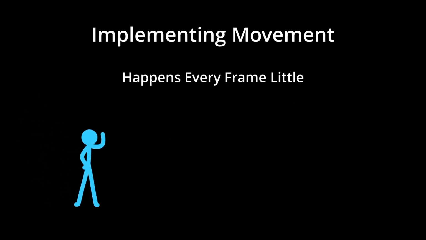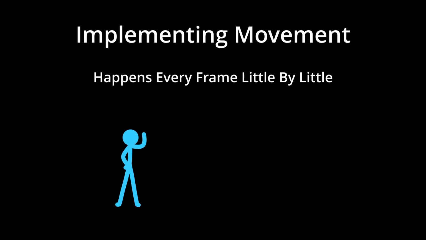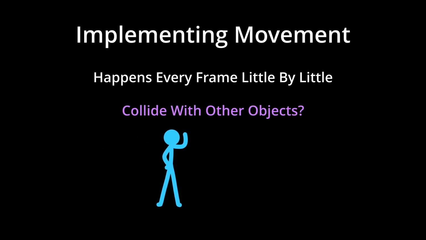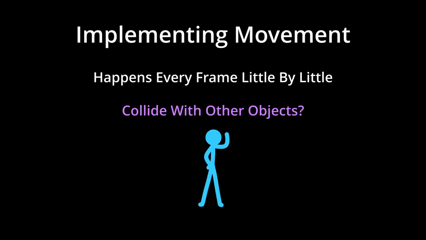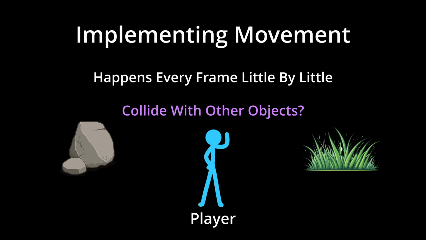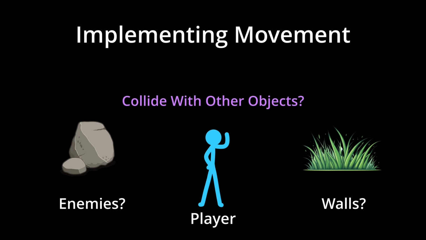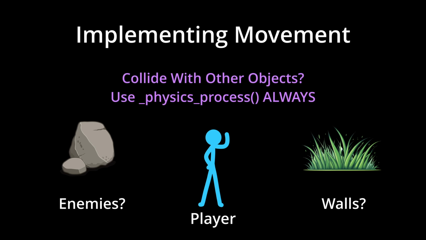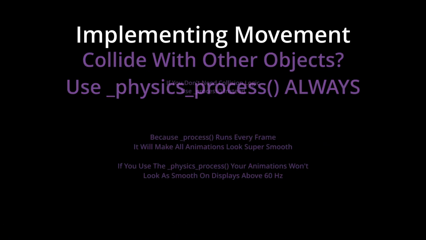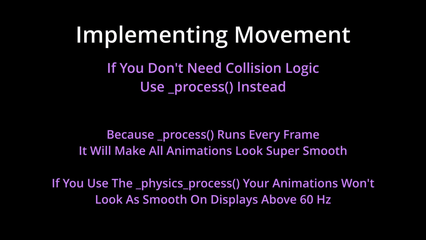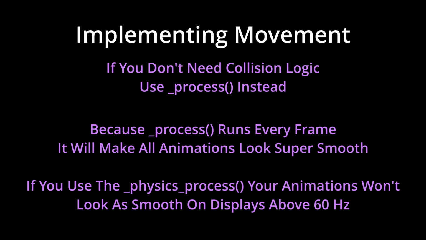I am implementing some sort of movement that happens every frame little by little. Should this movement be able to interact with other moving objects? For example, if I'm implementing my player character, should he be able to interact with rocks and grass in my level? Should he be able to collide with enemies or with walls? Should the engine handle all these collisions and ensure they do happen in a correct way without any bugs and issues? If your answer is yes, then use the physics process function always. If instead you don't really need any physics interaction, then feel free to use the process function instead.